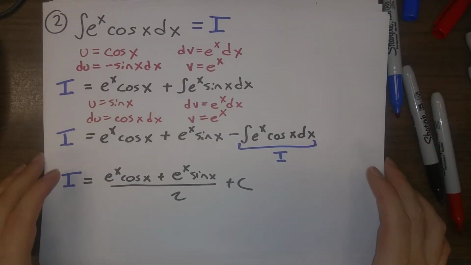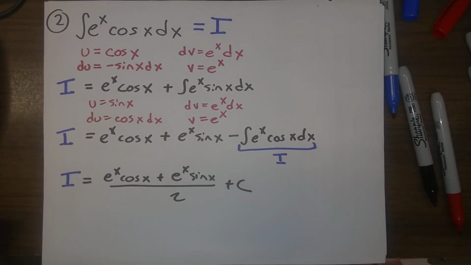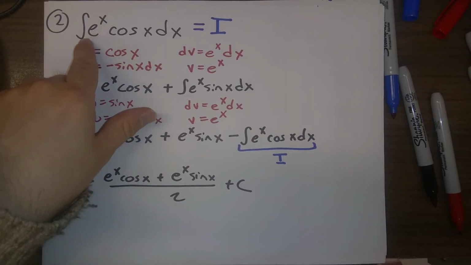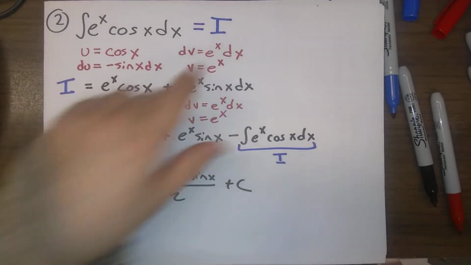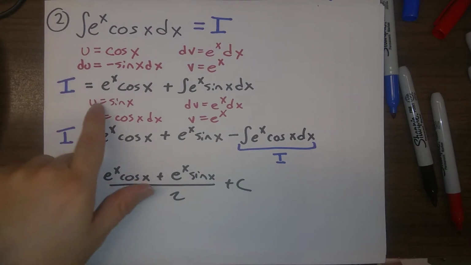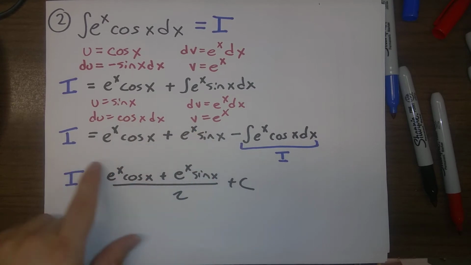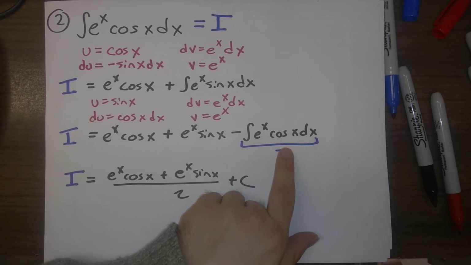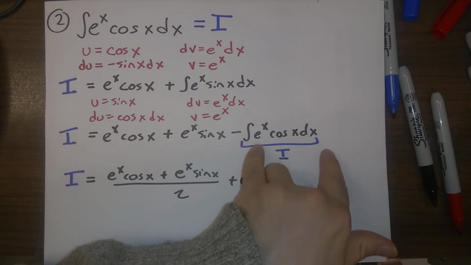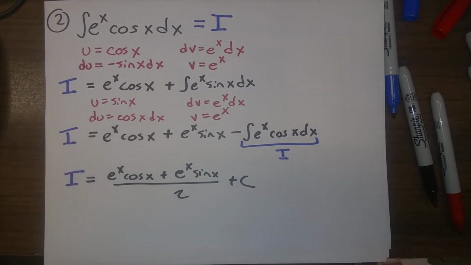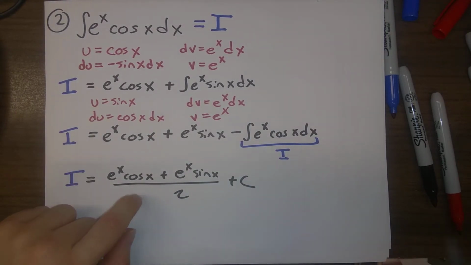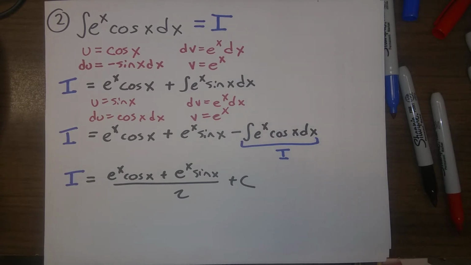So that's one special case. A second special case is, remember about the, I call it the wraparound or the looping trick. We have the integral of e to the x cosine x dx, call that I. If we integrate once, we get e to the x sine x. If we integrate by parts again, we end up with minus I, and then we move it to the other side to get 2I, and then we divide everything by 2.